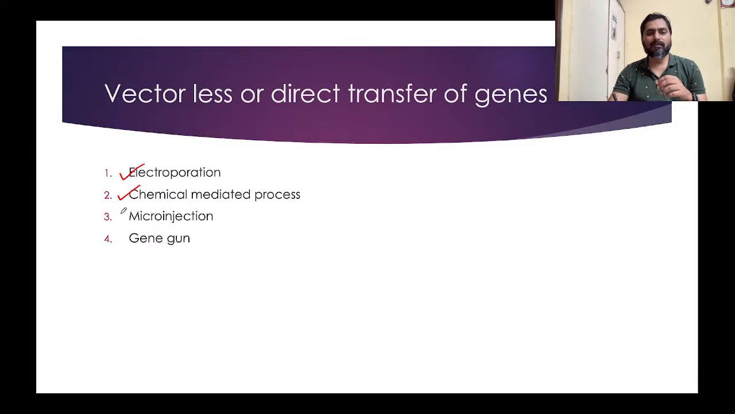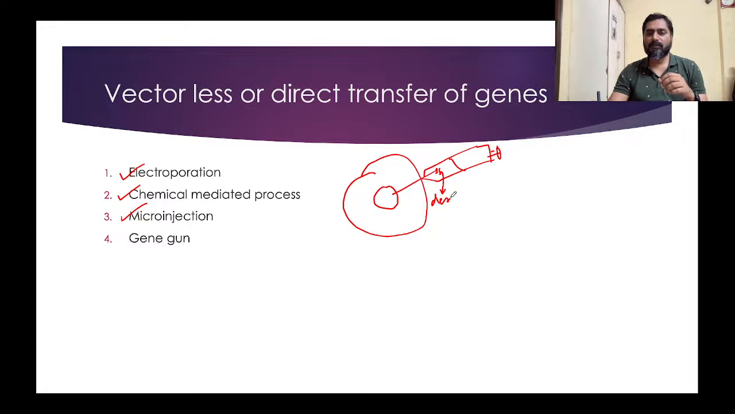In microinjection, let us say this is a cell and this is the nucleus. You want to transfer some desired genes, so we are literally using injections in this case. Using injections, we inject the desired genes. Let us say this is the desired gene, so we will take a micro injection and inject the desired gene inside the nucleus of this particular host. In this way we can transfer the desired gene.